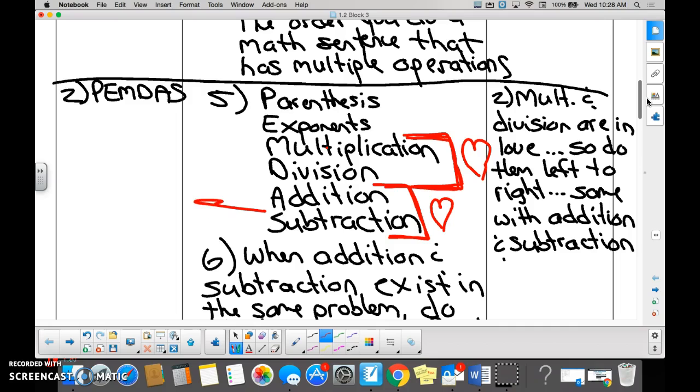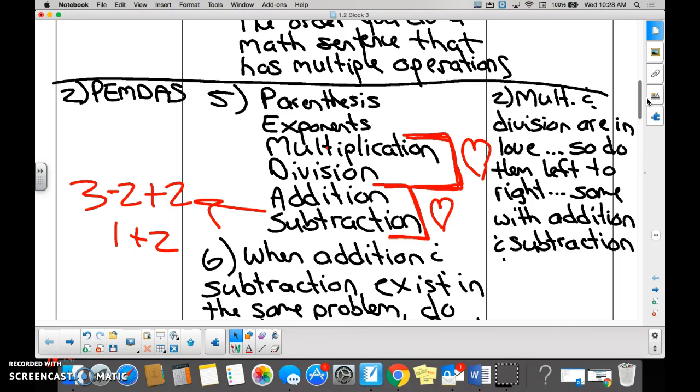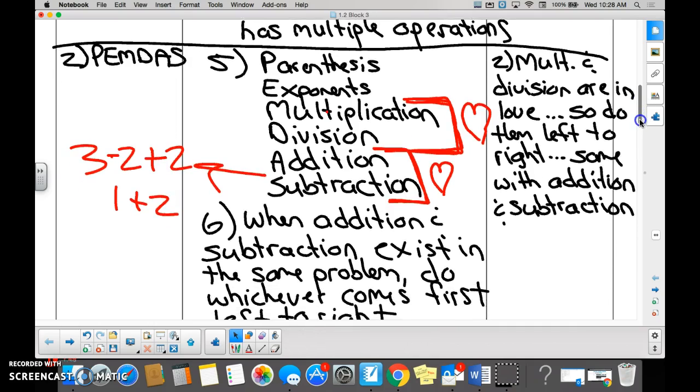So if you have a problem that has addition and subtraction, 3 minus 2 plus 2, remember that one? Yes. Because subtraction and addition are in love, we are going to do the operation that comes first. And what comes first? Subtraction. So then we have 1 plus 2. Even though in PEMDAS addition comes before subtraction, they're in love, so you've got to read left to right. You've got to do whichever one comes first. Big mistake that we were making early on.